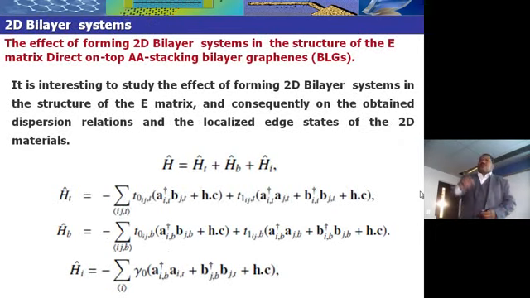In this case, we have two Hamiltonians, the upper layer, top layer, bottom layer, and the interaction between the two layers. We found that the matrix consists of block diagonal matrices, where each block contains all the hopping in one layer, and then we have the off-block diagonal, which represents the interlayer hopping.